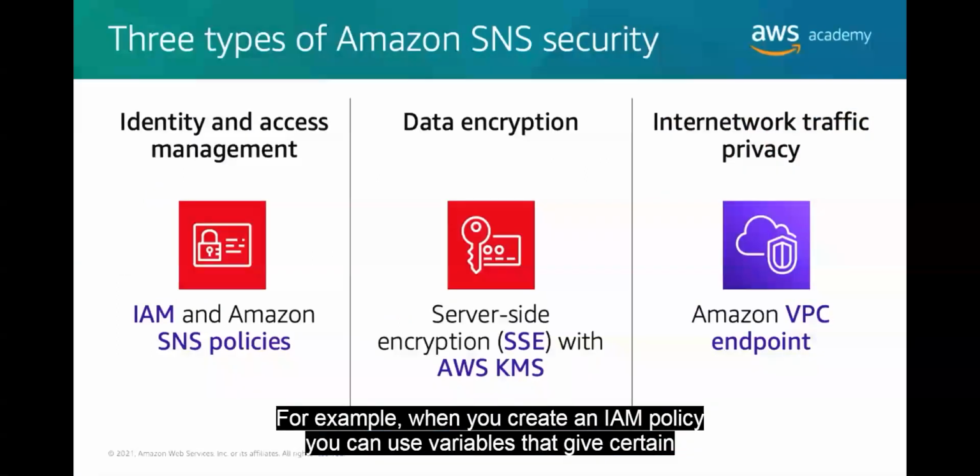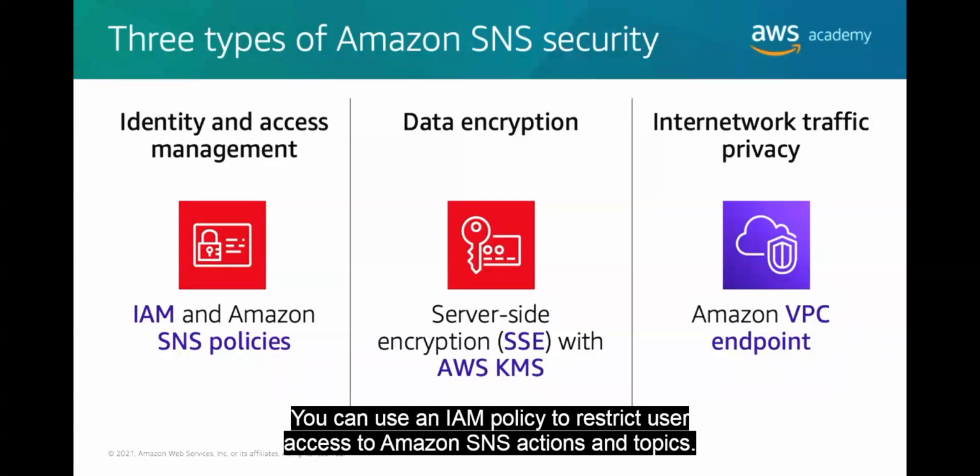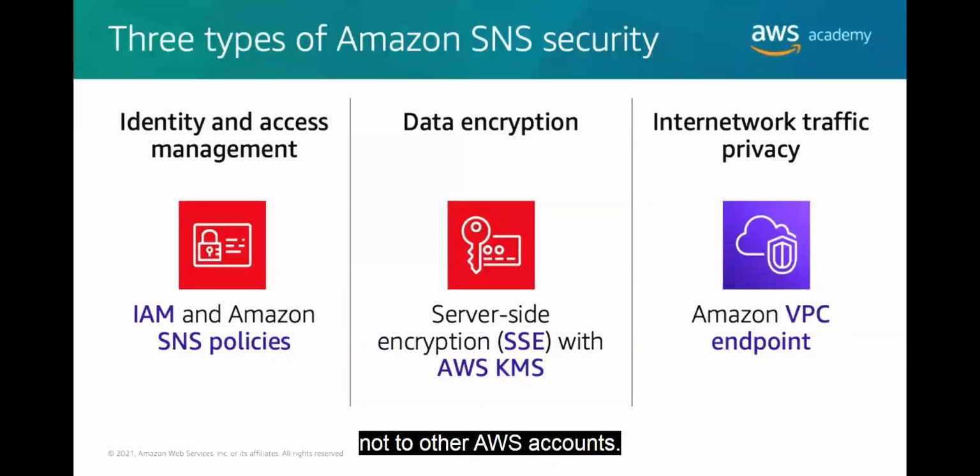For example, when you create an IAM policy, you can use variables that give certain users permission to use the publish action with specific topics in your AWS account. You can use an IAM policy to restrict user access to Amazon SNS actions and topics. An IAM policy can restrict access only to users within your AWS account, not to other AWS accounts.